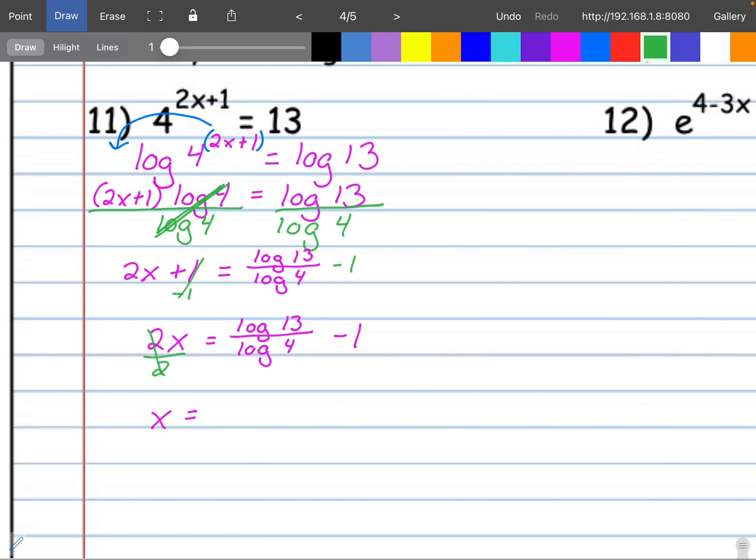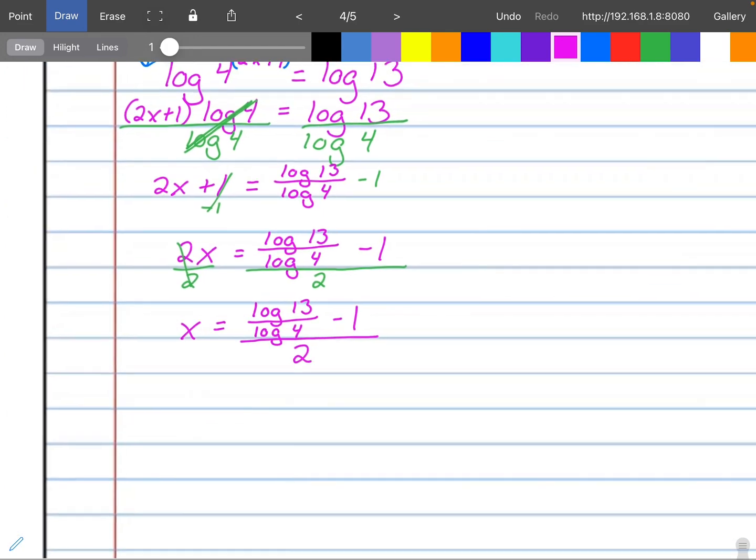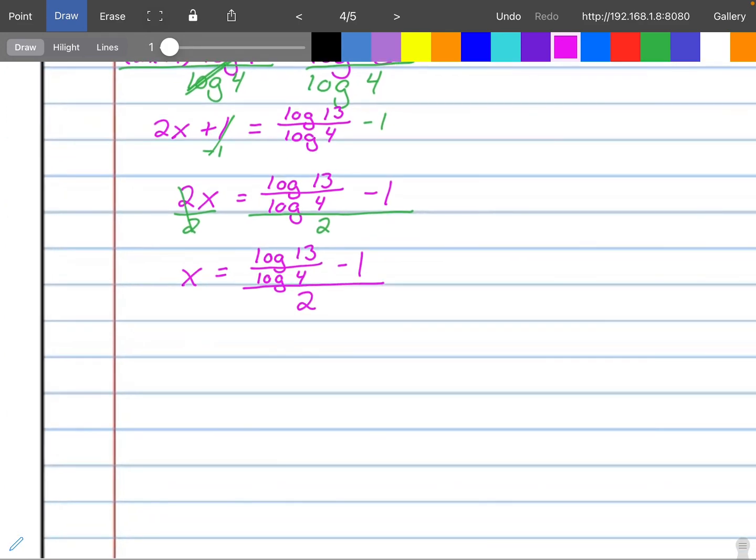Great. However, when I divide the other side by 2, remember, I'm dividing the entire side by 2, which makes it start to look kind of ugly. So we have the fraction, log 13 divided by log 4. Then we subtracted the 1, and then we divide by 2. So we need to come up with what this equals as far as a decimal. So this would be what we'd call the exact form, but we want the decimal form. And I would highly recommend that you do this in steps.